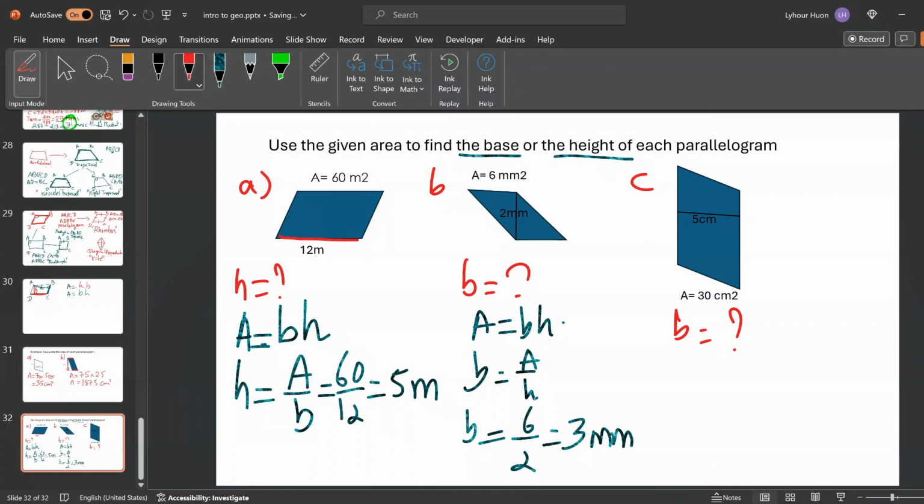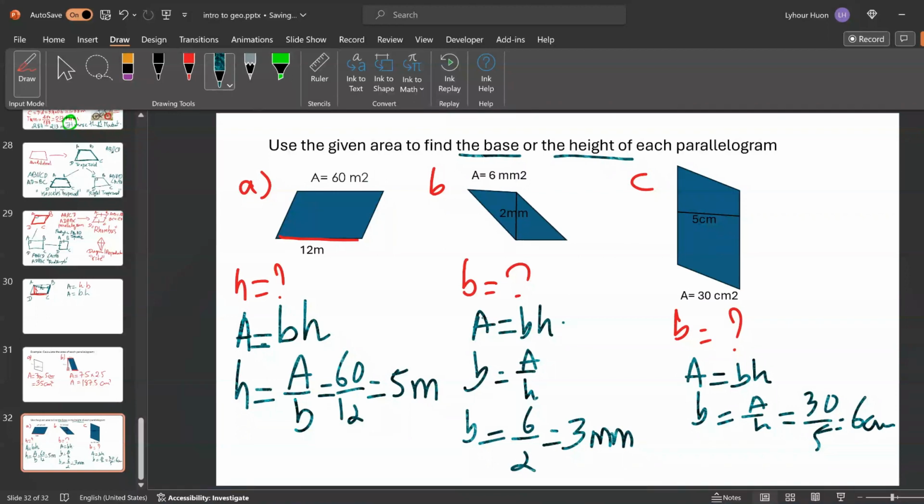Next one is C. What is your answer for C? For C, I got 6. Okay. So similarly, the area equals base times the height. The base will be area divided by the height. 30 divided by 5 is 6. The unit is 6 centimeter. Correct.